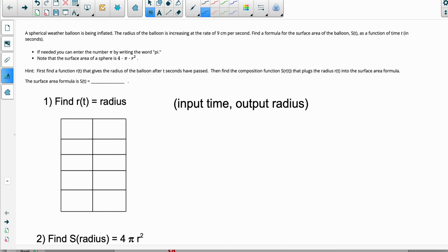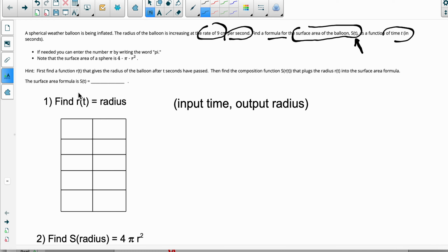Anyway, it says we have a spherical weather balloon that's being inflated, and the radius of the balloon is increasing at 9 centimeters per second. It wants us to find a formula for the surface area of the balloon, S of t. So I want to be able to input time, okay? And it says as a function of time, right? I input time, output surface area.